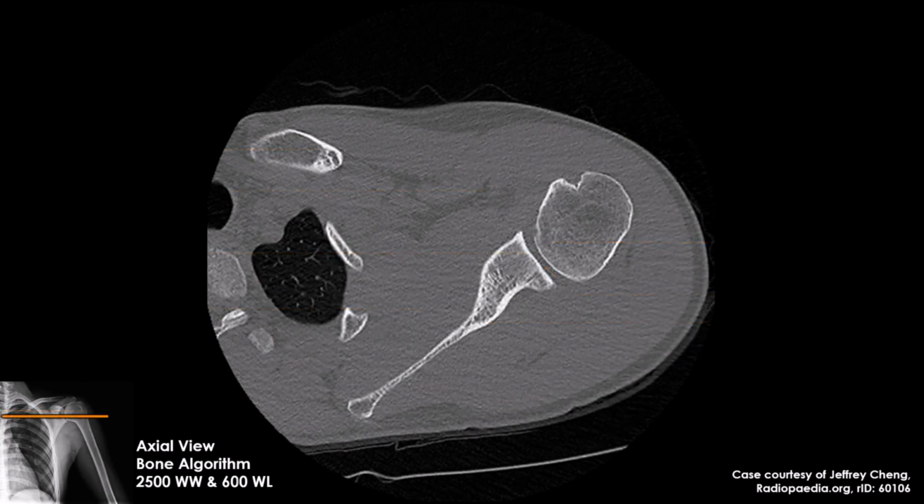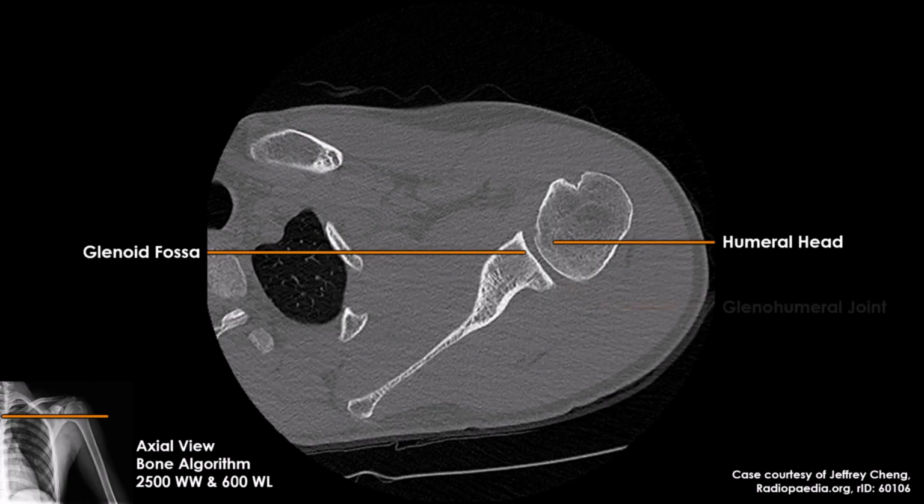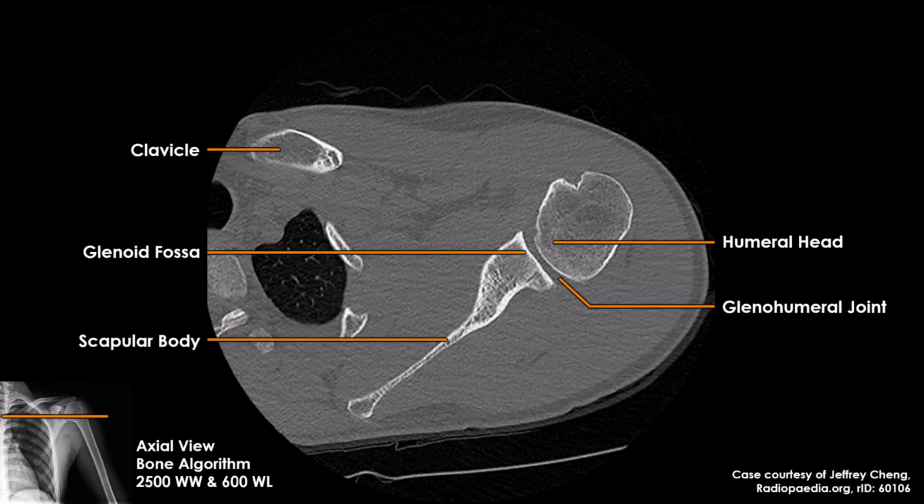Moving inferiorly, we can see most of the same structures, especially the glenoid fossa of the scapula, where it articulates with the humeral head of the humerus at this joint called the glenohumeral joint. We can still see the clavicle on the anterior surface of the chest and the scapular body against the posterior thoracic wall.